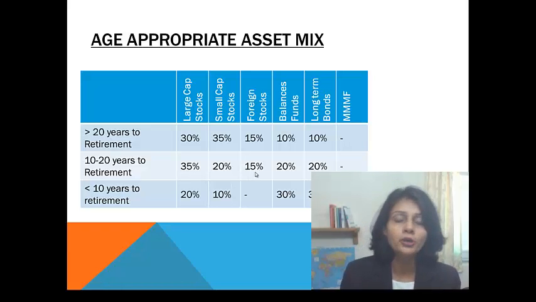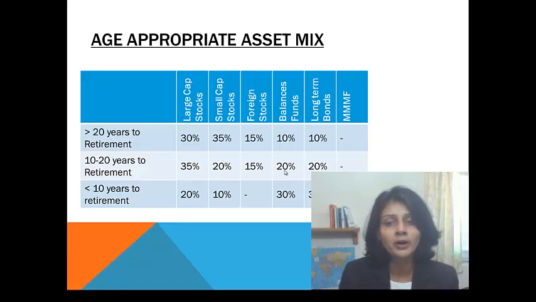You may or may not keep foreign stock if you like, and you are putting more money towards balanced funds and long-term bonds. So from the small cap stocks, I have taken out money and put it in large cap stocks, balanced funds and long-term bonds. You can increase or decrease these percentages depending upon your confidence level.